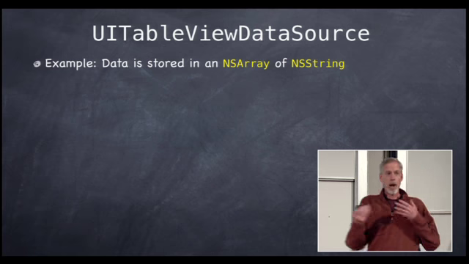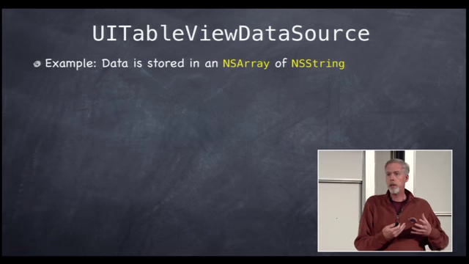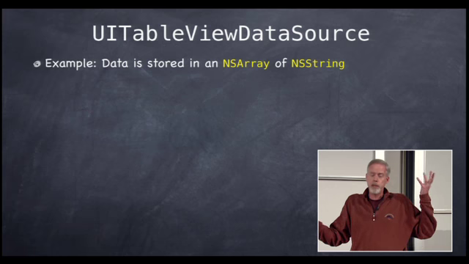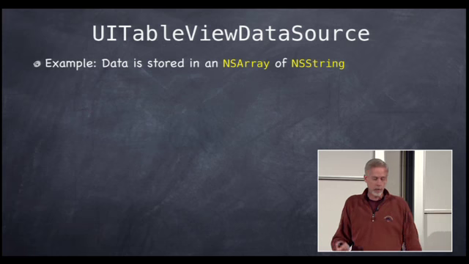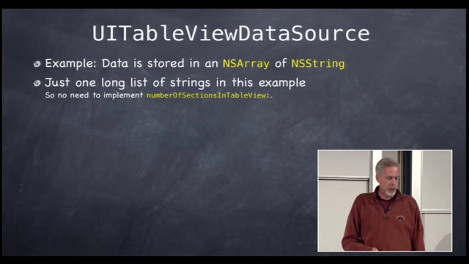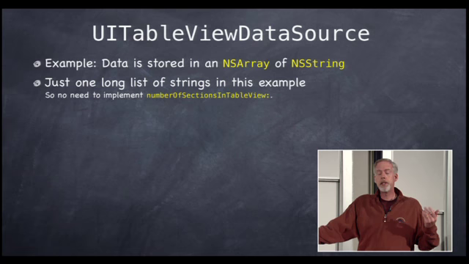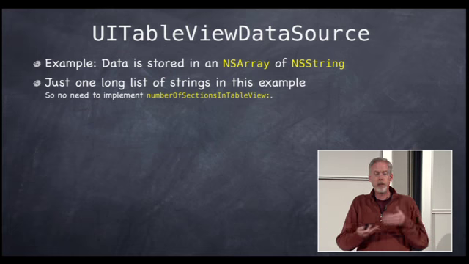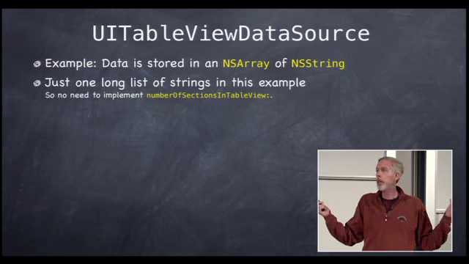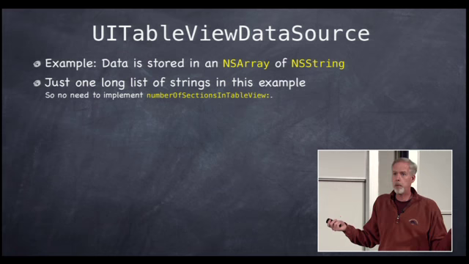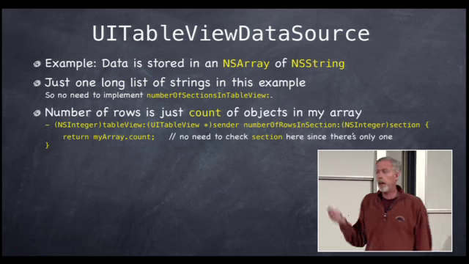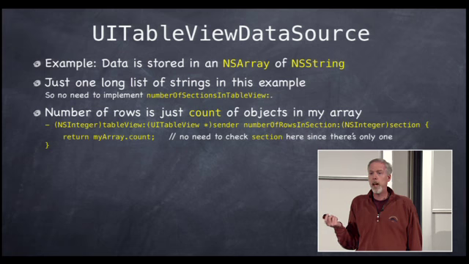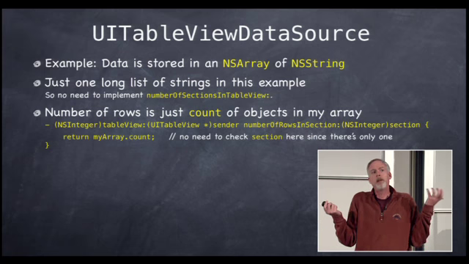Okay, so here are some example implementations of these three methods. Let's say the model of this controller that has a table view as its view is an NS array of strings, the very simplest possible model you can probably imagine. So it's only one big long list of strings. So there's no section information. We're not going to divide up the list of strings into sections. It's just going to be one big long thing. So I'm not even going to implement number of sections in table view. It's just going to return 1. And then I'm going to implement number of rows in section by just returning the count of my array. How many things in my array?